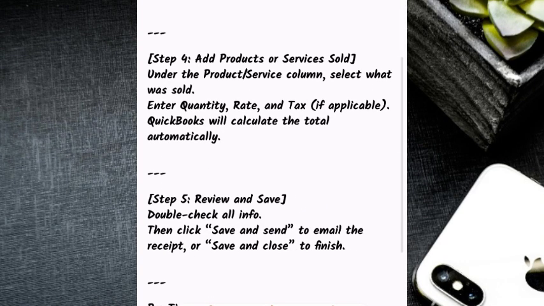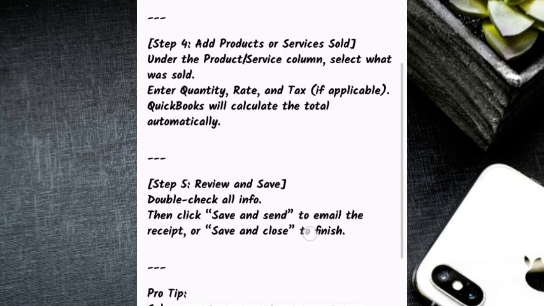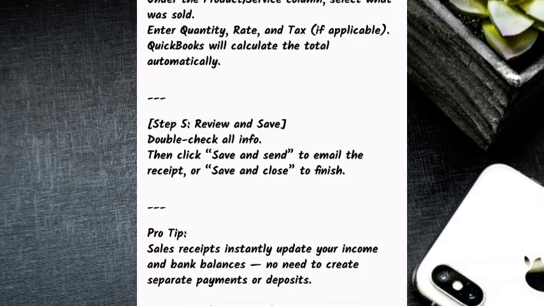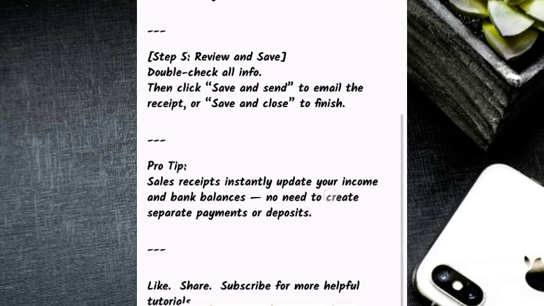Step 5 is to review and save. Double check all information and then click Save and Send to email the receipt, or you can choose Save and Close to finish. A pro tip: a sales receipt instantly updates your income and bank balances. There's no need to create separate payments or deposits.